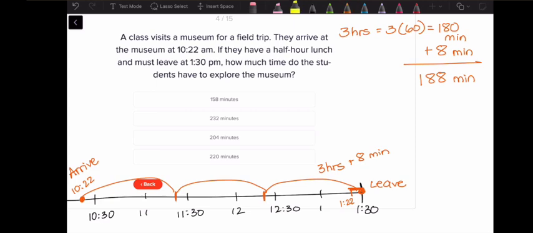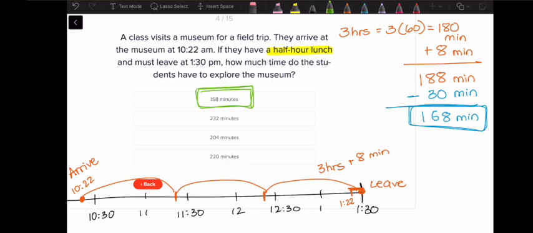But we have to keep in mind that they have a half-hour lunch. So from that 188 minutes that they have to roam around, we're going to have to deduct 30 minutes for lunch. So in reality, they're going to have 158 minutes to roam around and explore the museum. So we have 158 minutes in total.